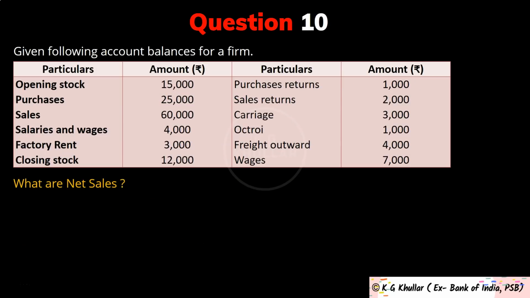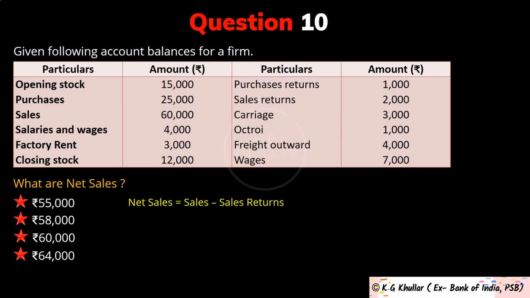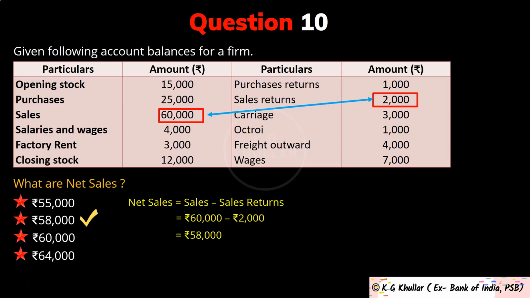Next question is, what are net sales of the firm? And the options are given to you. Friends, if you understood the previous question, then you can easily attempt this question as well. Similar to net purchases, net sales will also be sales minus sales returns. Let's put both these values from the data given. Sales equals 60,000 and sales returns equals 2,000. So net sales equals 60,000 minus 2,000 equals rupees 58,000. Thus the correct option for the given question is option B.